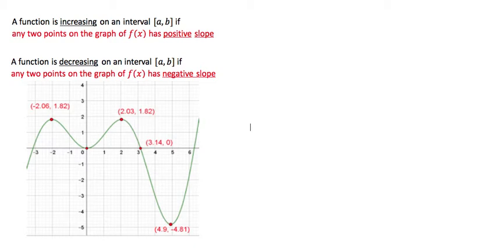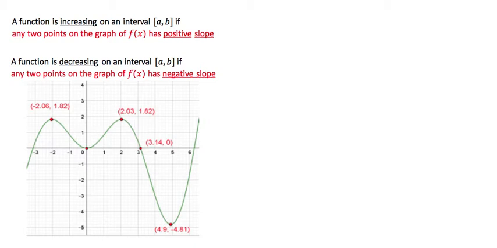In this video, we will discuss increasing and decreasing, and these concepts are relatively intuitive. So let's look at the definition. A function is increasing on an interval AB if any 2 points on the graph of f of x has positive slope. So increasing just means positive slope.